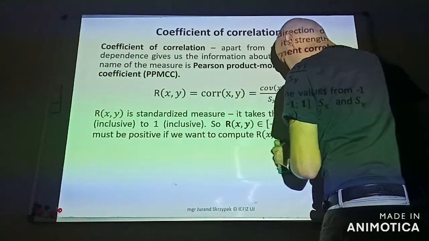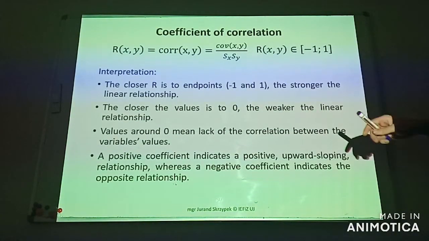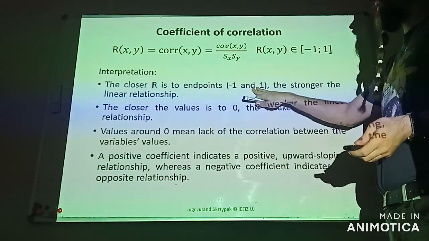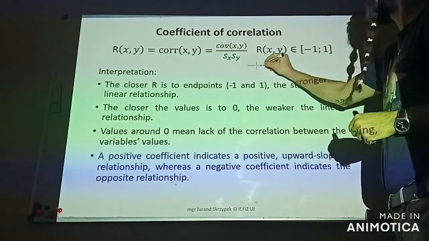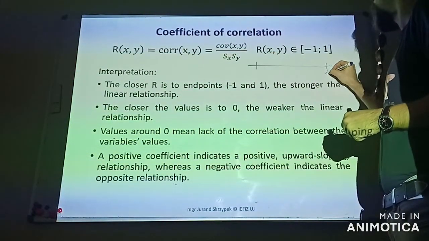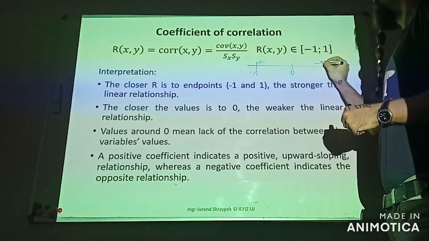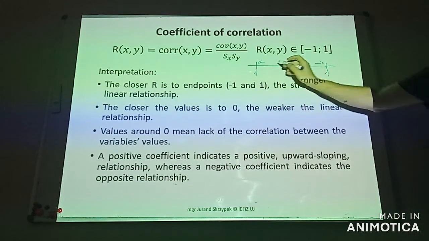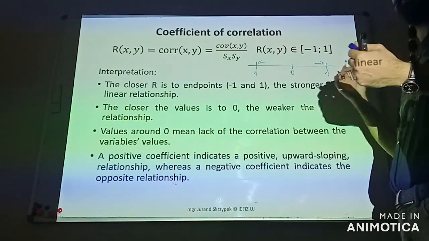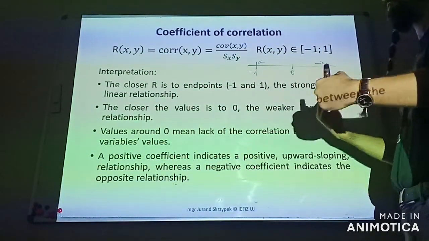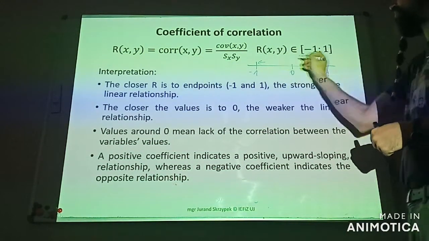The features of this measure are the following. The closer the R coefficient is to the endpoints, here we have endpoints 1 and -1, here we have 0, the stronger the correlation we have, the stronger linear correlation we observe.